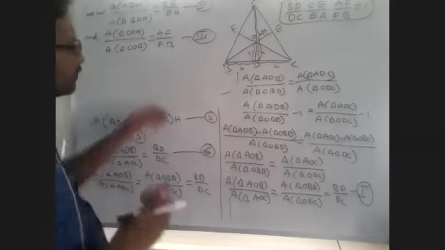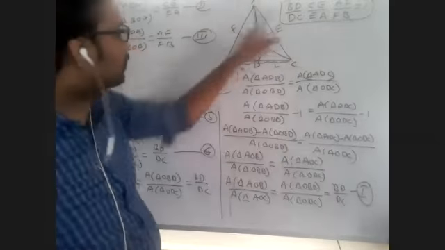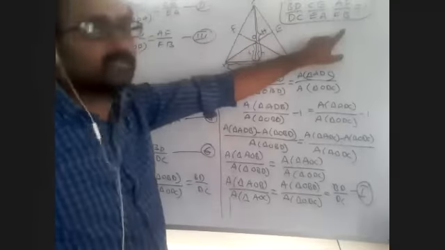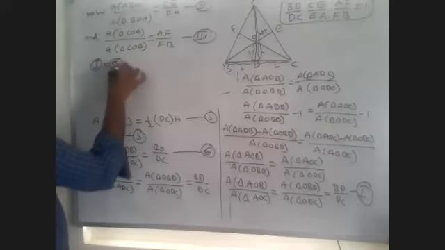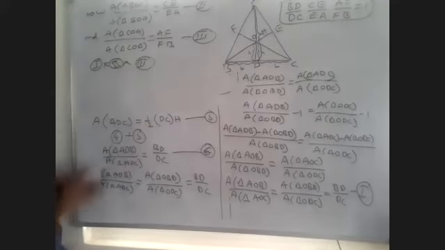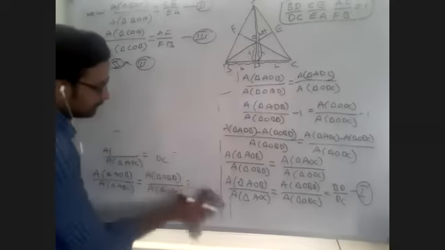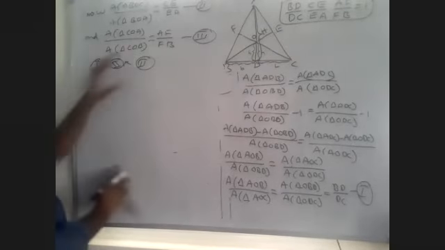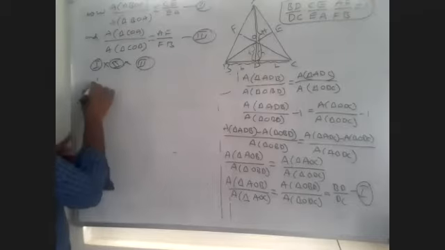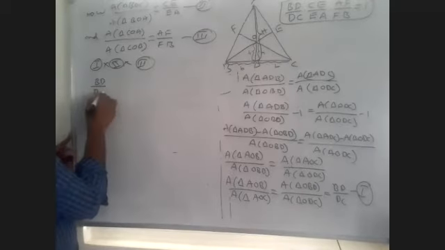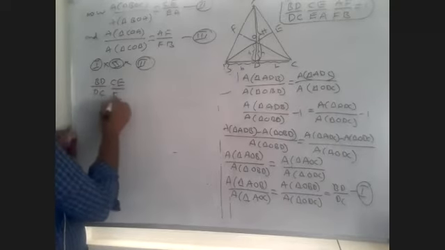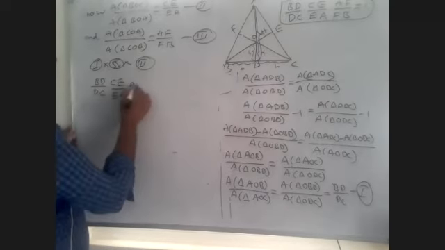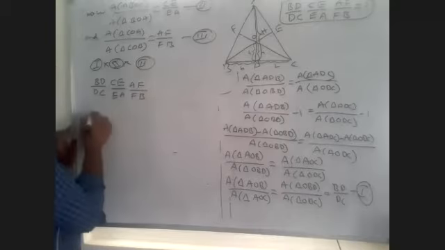Now if you observe the RHS, this is the first RHS we have here, the second RHS here, the third RHS here. Now to get the proof we have to multiply Roman number 1 into Roman number 2 into Roman number 3. First I am writing the RHS: BD by DC into CE by EA into AF by FB is equal to.